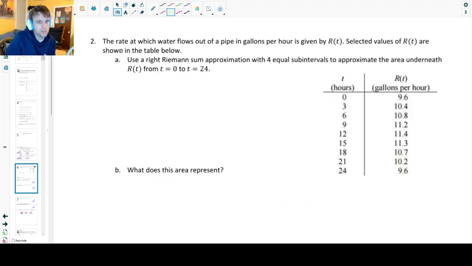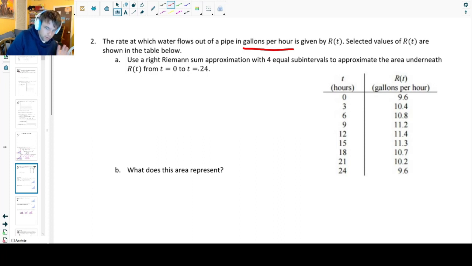All righty, question number 2. The rate at which water flows out of a pipe in gallons per hour is given by the function R of t. Selected values of R of t are shown in this table here. Use a right Riemann sum approximation with 4 equal subintervals to approximate the area underneath R of t from t equals 0 to t equals 24.